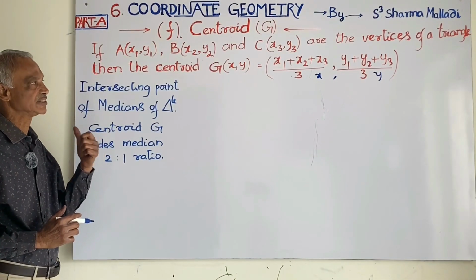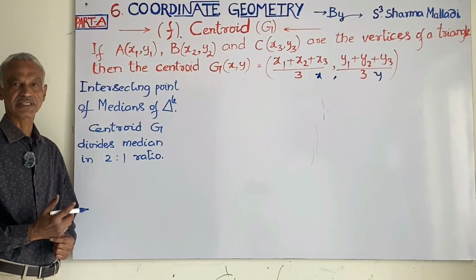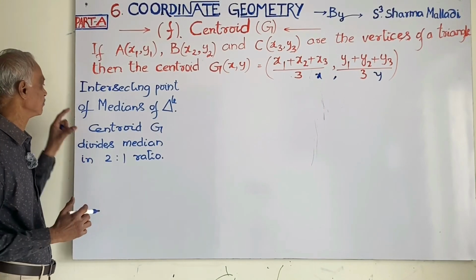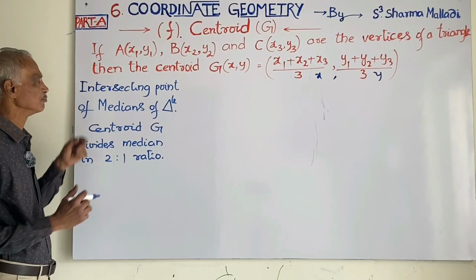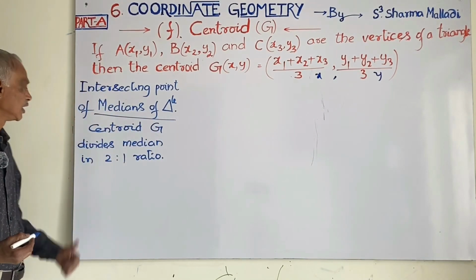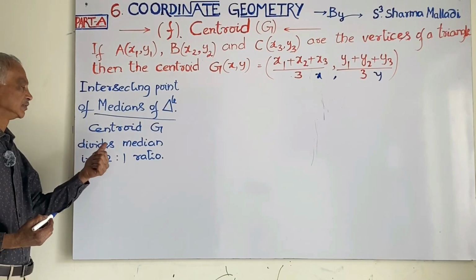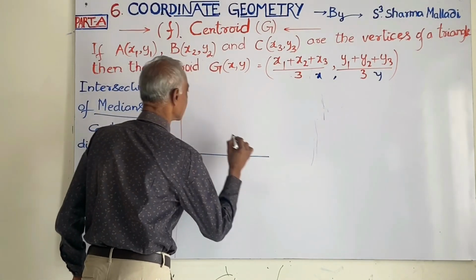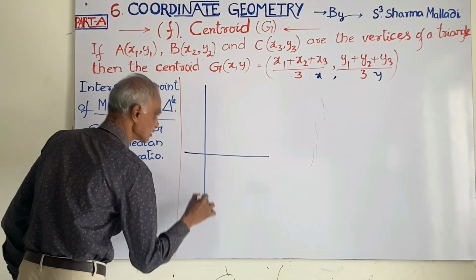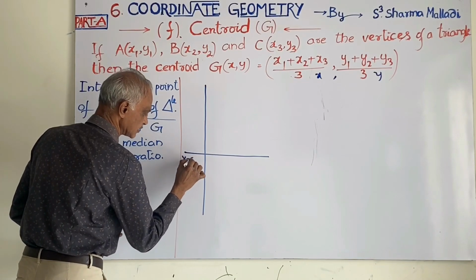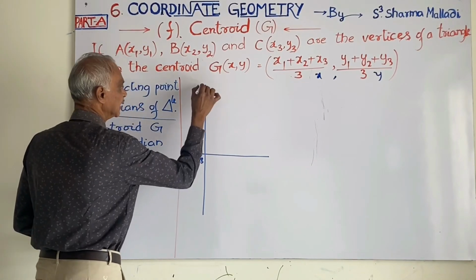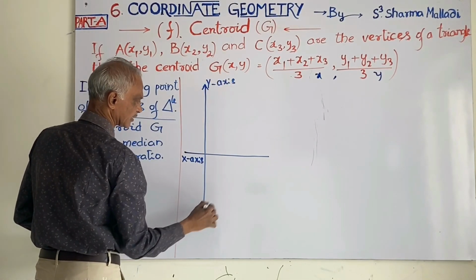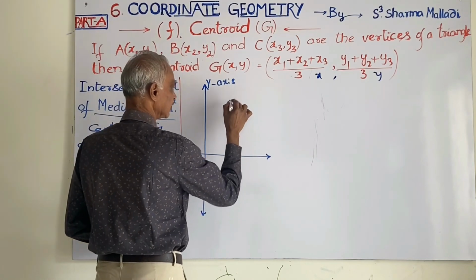Before going to derive centroid G(x, y), that is (x1 + x2 + x3)/3 and y coordinate (y1 + y2 + y3)/3, you should remember these two points. The intersecting point of medians of a triangle is called centroid. And also the centroid divides the median in 2:1 ratio. First we will draw, this is the x-axis and this is the y-axis. I will draw a triangle.